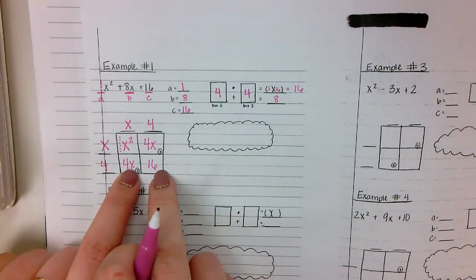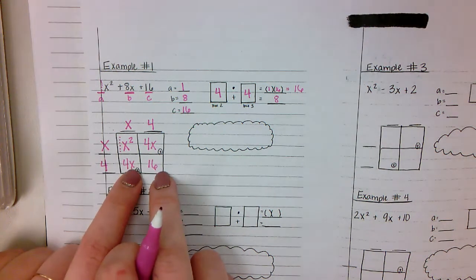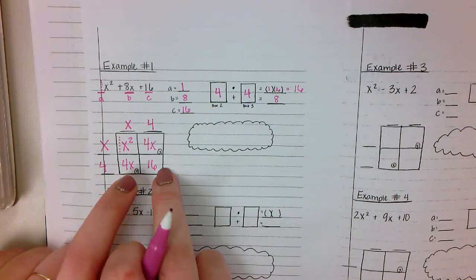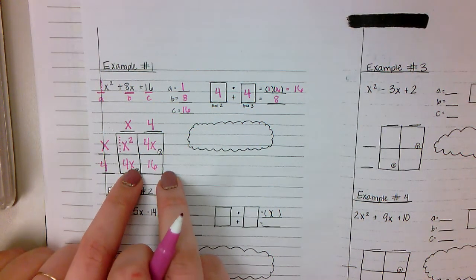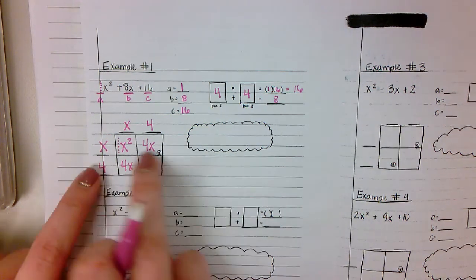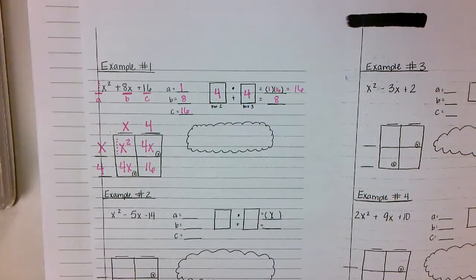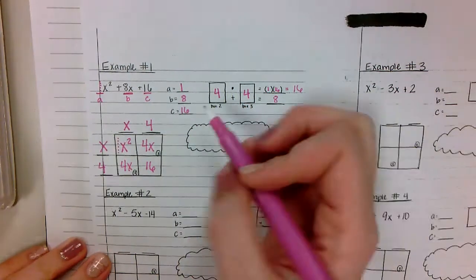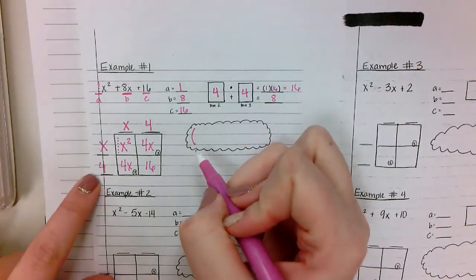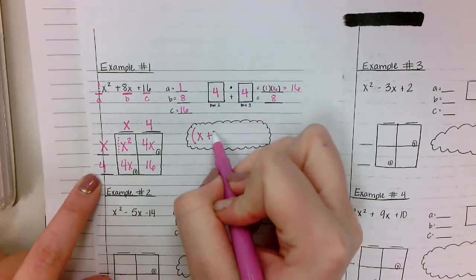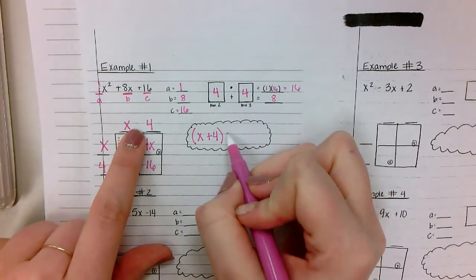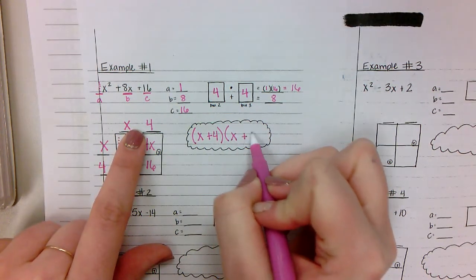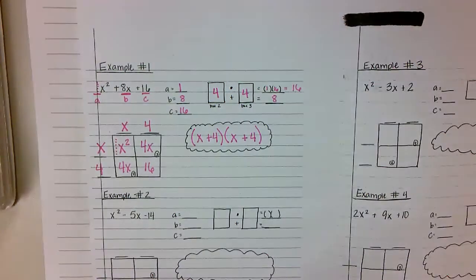Now letters, is there a common letter that I can pull from both of them? There's not. 16 doesn't have a letter, so there's not a common letter or even a common amount of letters I can pull from both. So that's it. That's all I have. So now to write this equation in factored form, I'm just going to put these in a parentheses together, x and a positive 4, and these in a parentheses together, x and a positive 4.